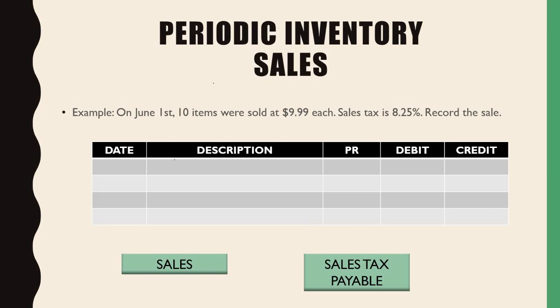So in this case, we know that sales is what type of account? What type of an account is sales? A credit. It is a credit, but what account type? An asset. Sales is definitely not an asset.